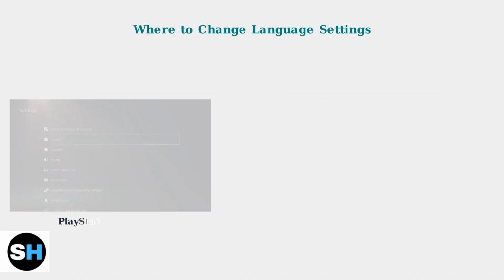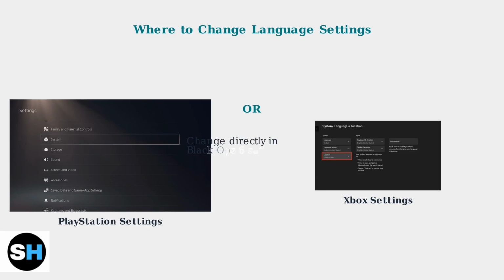You can change language settings in two ways, through your gaming platform's system settings, as shown here for PlayStation and Xbox, or directly within the Black Ops 6 game settings menu.